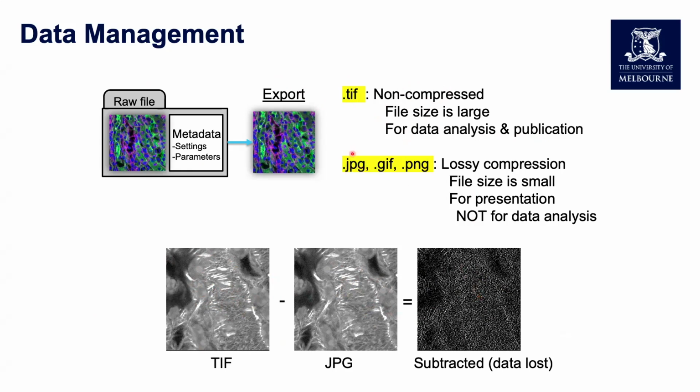So if you do have data you've converted out to a JPEG, a GIF, or a PNG file, because of that lossy compression, you're losing information. The benefit is its file size is small. We would really only use that for presentation, so in a talk, printing into your lab book, into your thesis, that type of stuff. For publication, you're probably still better with the TIFF side of things. So definitely not for any data analysis.